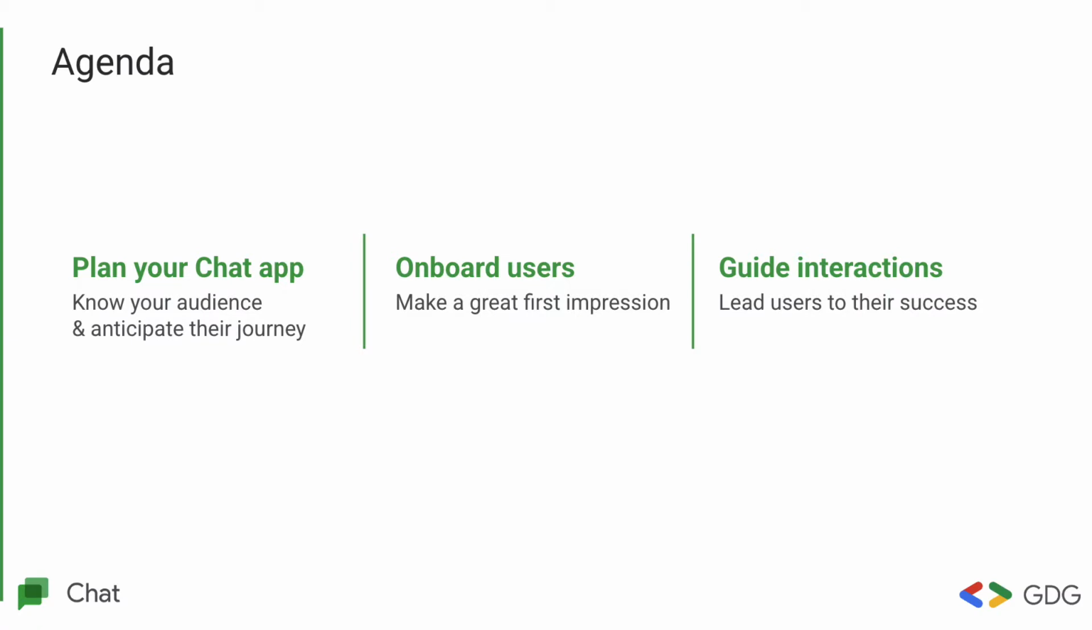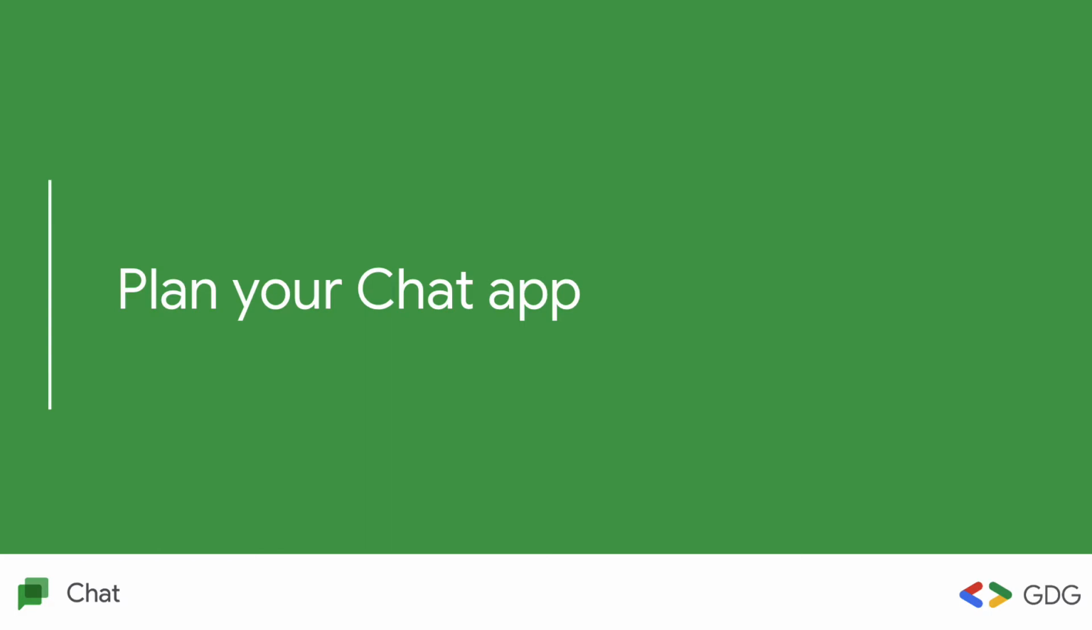We'll start off with planning, things to consider before you start coding out your chat app. Then we'll move on to onboarding. First impressions are huge in getting folks comfortable and excited about your chat app, and we'll talk about best practices for that. And then we'll round it out with some interaction highlights and close off with a design checklist and some additional resources to get you started. First up, planning your chat app.